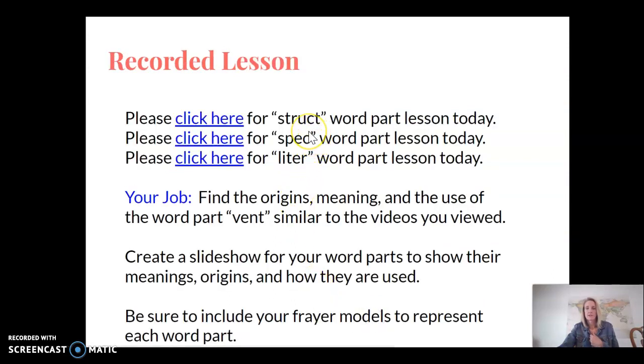All right, and you're going to have that Fryer model drawn 3 times in your notebook because you're going to use these lessons to understand struct. In the second one, or second Fryer model, you'll have spec. And in the third Fryer model, you'll have leader.